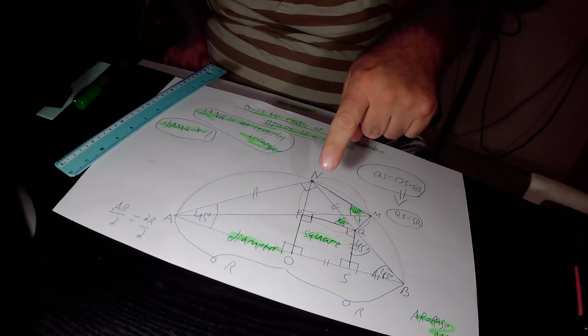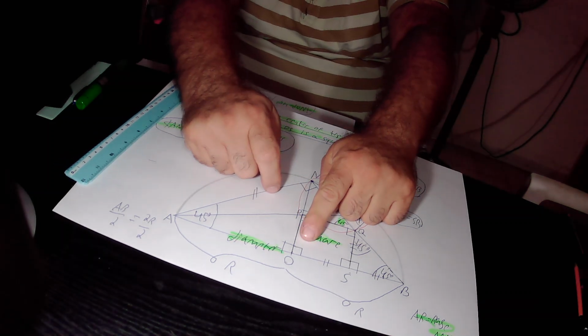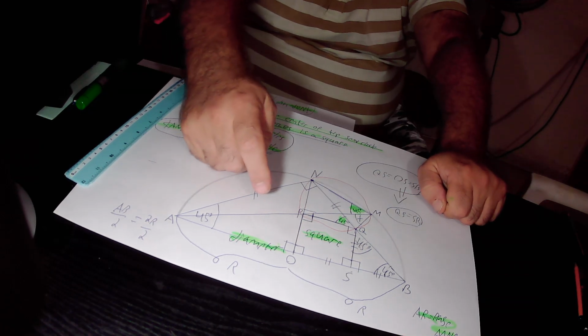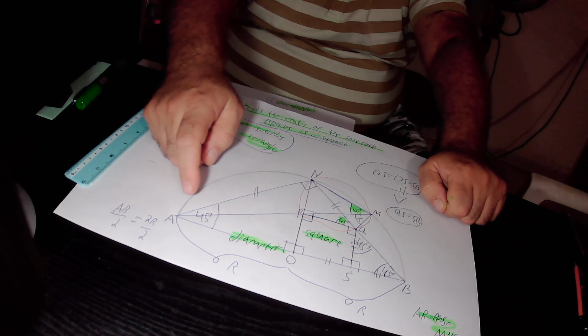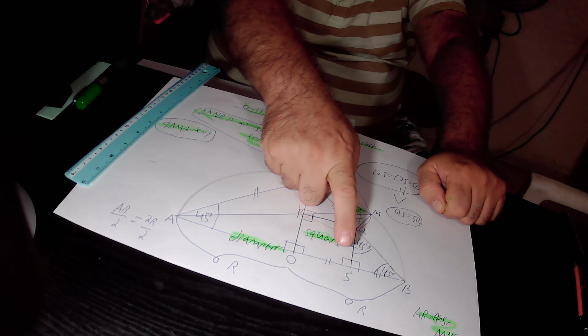So NO is the perpendicular, therefore this angle equals 90 degrees and this angle also equals 90 degrees according to our construction. And each half of the diameter AB equals R. The first half is R and the second half is also R.